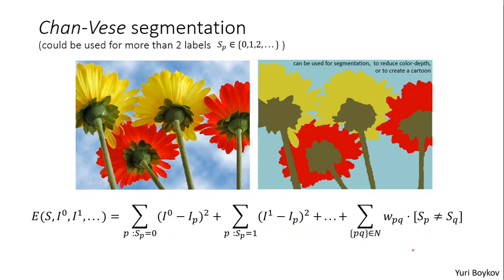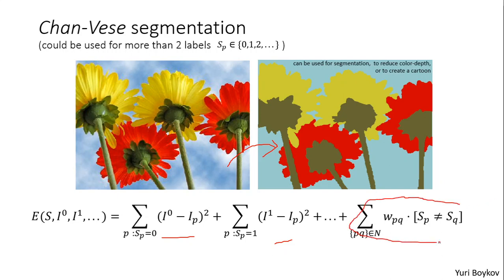So we can have Chan-Vese with multiple labels also. Rather than having just two labels, you can have multiple labels as well. That would result in reducing the color depth of an image. But without this term, what would happen?